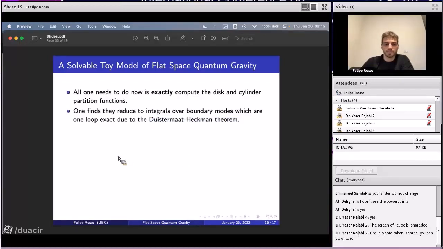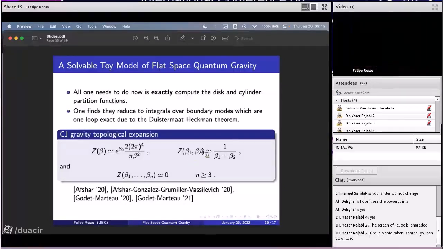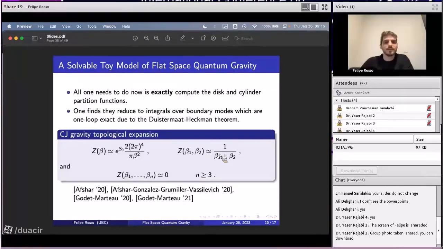This is what you get. Here we see the disk partition function scales as 1 over beta squared. Then we have the cylinder partition function that goes like 1 over beta 1 plus beta 2, and all the other ones are 0 when you have more boundaries. These calculations were performed in a couple of papers that I cited over here.